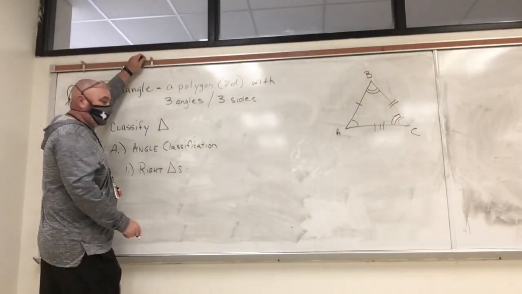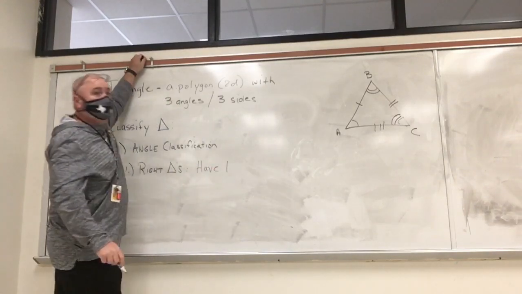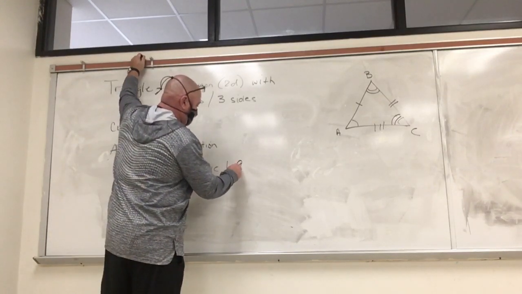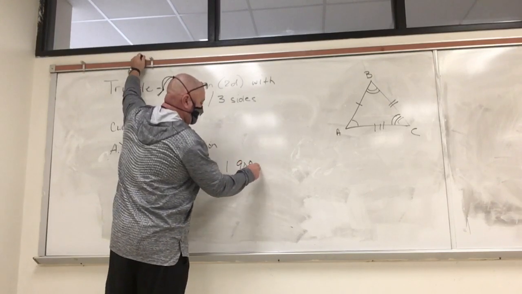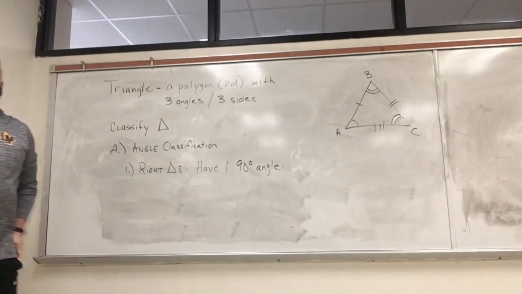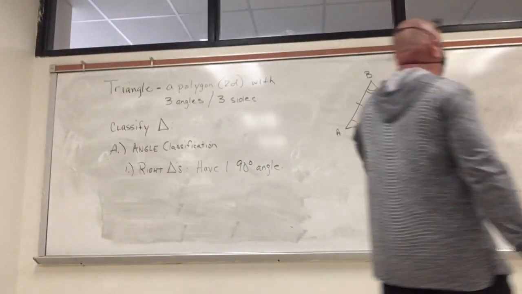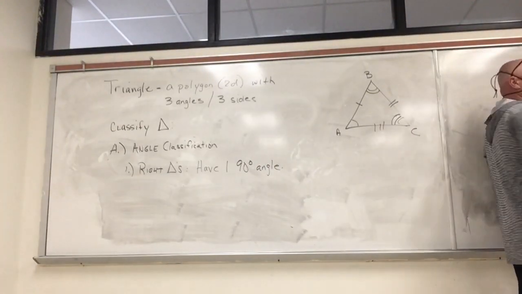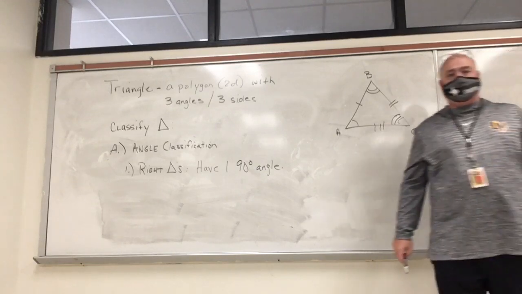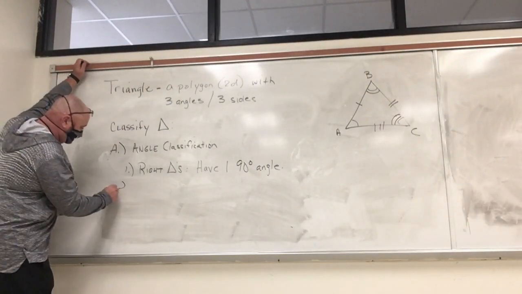1. So right triangles have 1 and only 1 90-degree angle. So if it's got a 90-degree angle in it, it is a right triangle. And you show 90 degrees by the little box if you remember.